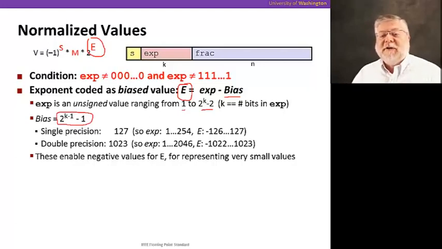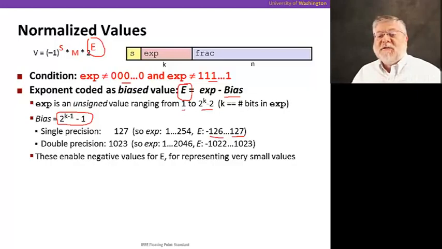All right, let's see what that really means. For single precision, that value turns out to be 127. That means that since we can have exponents from 1 to 254 using 8 bits, remember we're not using 0 and we're not using 255 because those are reserved special values, that will then correspond to an exponent from minus 126 to 127. So what that bias lets us do is represent both positive and negative exponents in that range of 1 to 254 for the bit patterns in the exponent field.